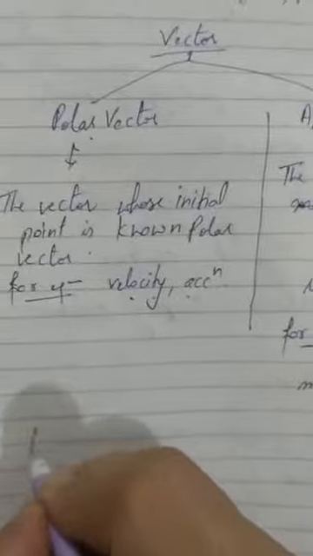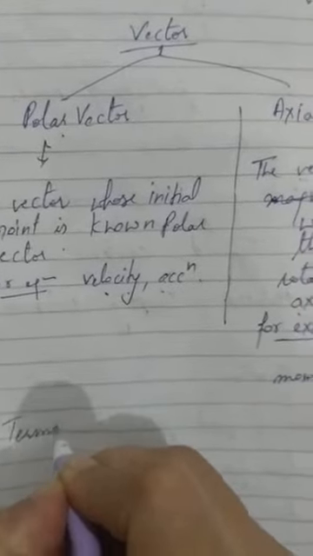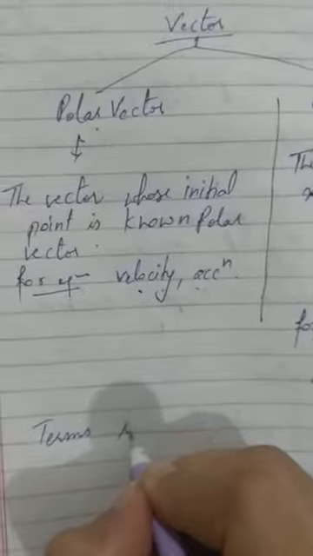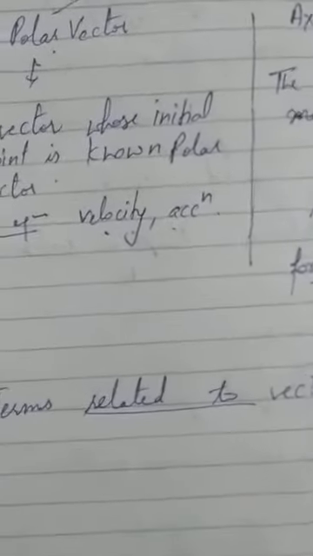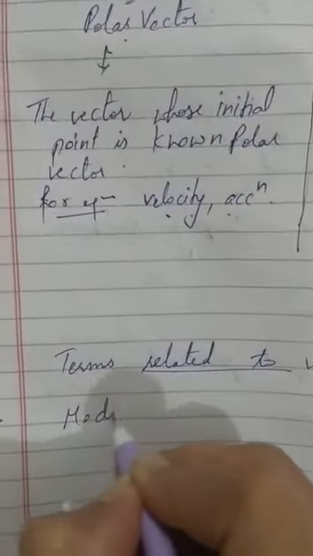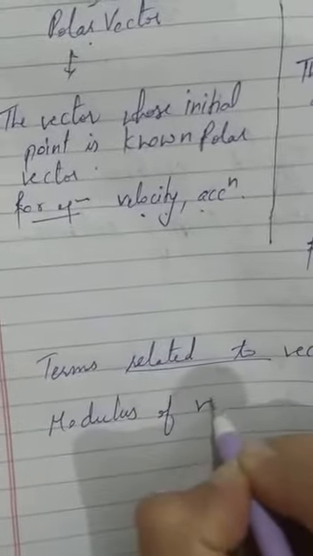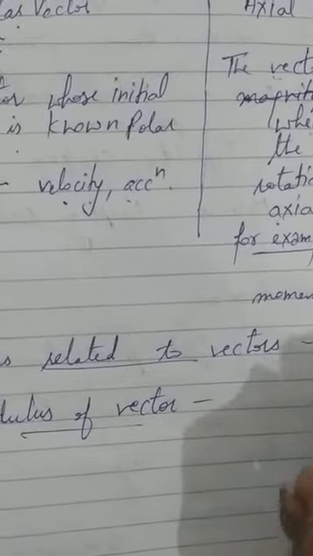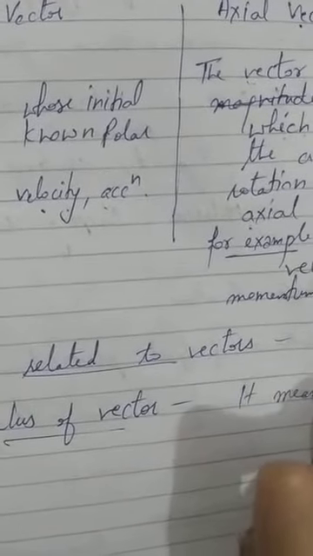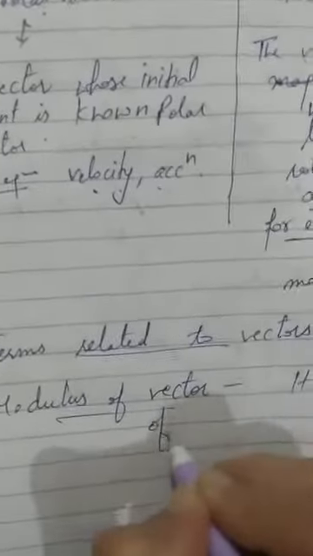Now next are the different terms related to vectors. Different types of vectors and different terms related to vectors we will discuss now. First, the modulus of a vector. What is the modulus of a vector? It means the magnitude of the vector. It tells about the magnitude.